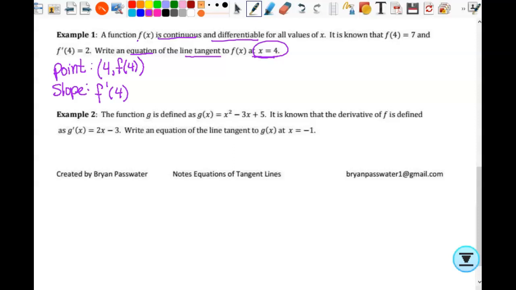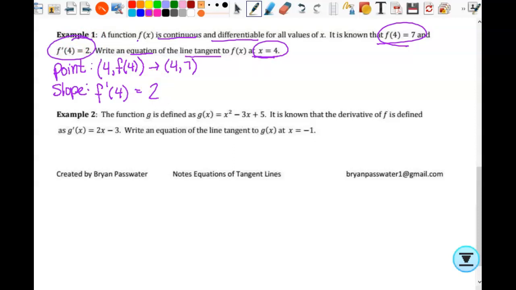So do you know what f of 4 is? It's 7, right? They gave it to me. So that means this point is really (4, 7). Do you know what f prime of 4 is? 2. It's right here, right? So that's equal to 2.